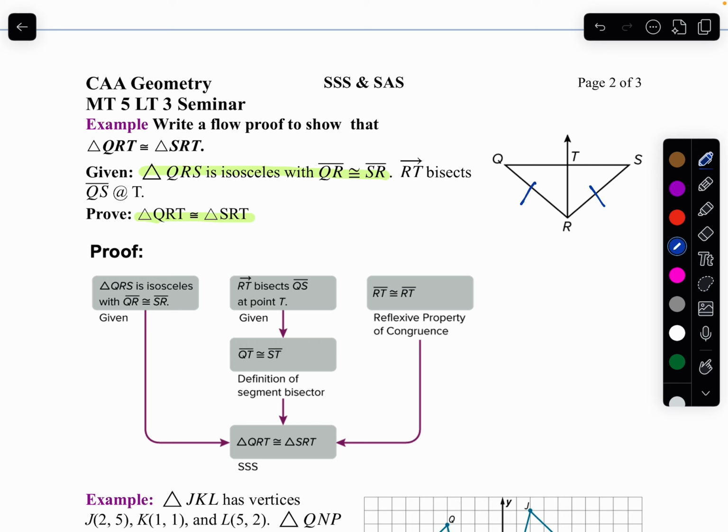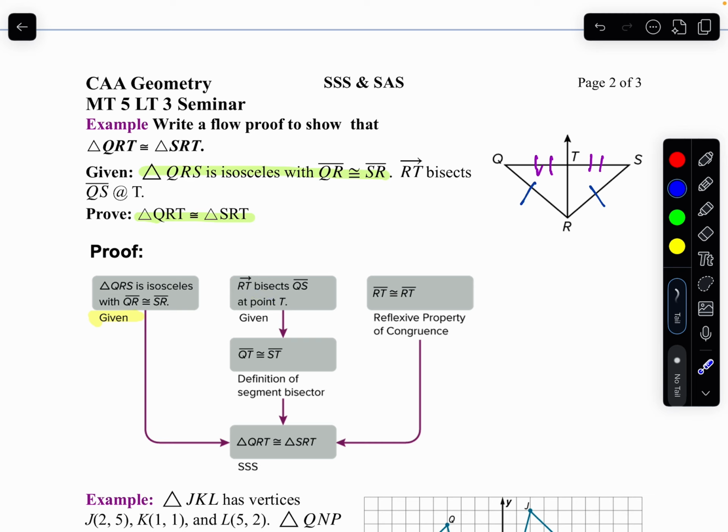So when you do a flow proof, remember, first thing we do, we write down our given, and we write down what we know because of the given. So we know the triangle is isosceles with QR congruent to SR. Doesn't tell me much. So I say it's given. Remember, when you do a flow proof, you write the reason underneath. Now, our next given is RT bisects QS at point T. What does bisect mean? Well, think about it. Bisect means it goes through the middle. So that tells me then that QT is congruent to TS. Since I know that follows from my vocabulary word, I'm going to say that's the definition of it.